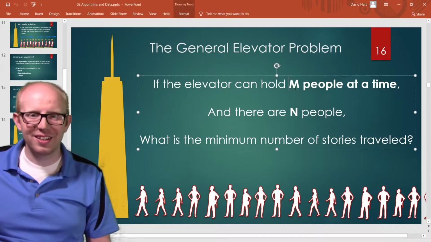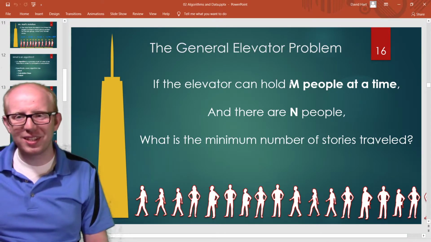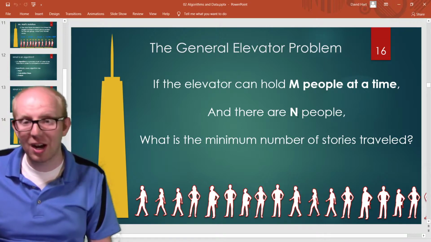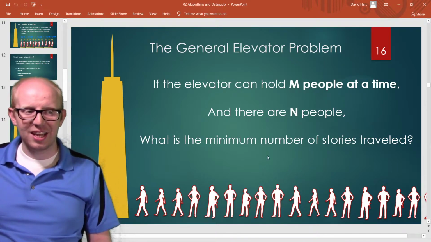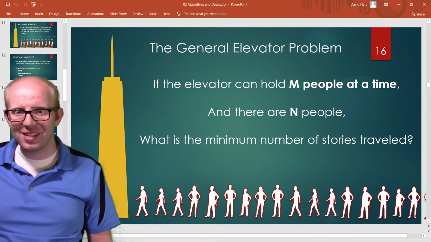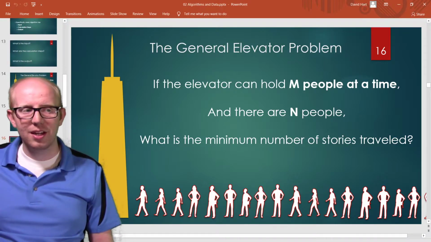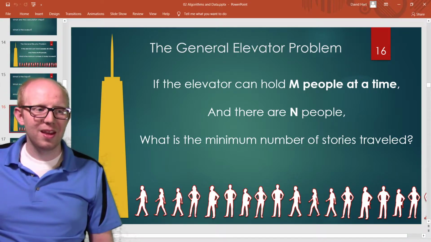No matter what this number is, 7 people at a time, 12 people at a time, no matter how many people are in line, it still is going to work as this algorithm, okay? So that's the beauty of algorithms and computer programming. If you set up the algorithm properly, then it will always work, okay?